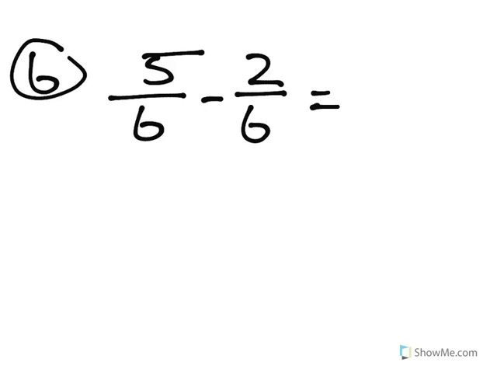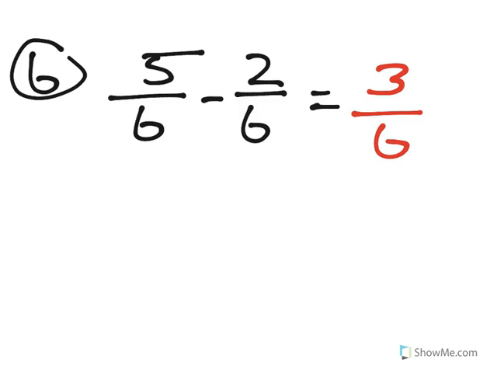Again, I'm subtracting fractions, so I must have the same denominator, which I do, and it's 6. So this time I just subtract the numerator. So 5 minus 2 is 3. And at this point, I have my fraction 3/6, but remember, I always got to simplify my fractions.